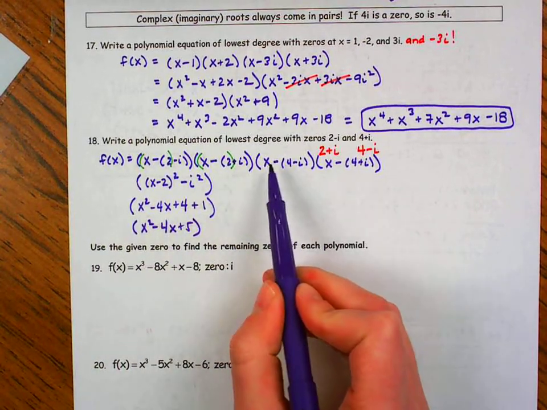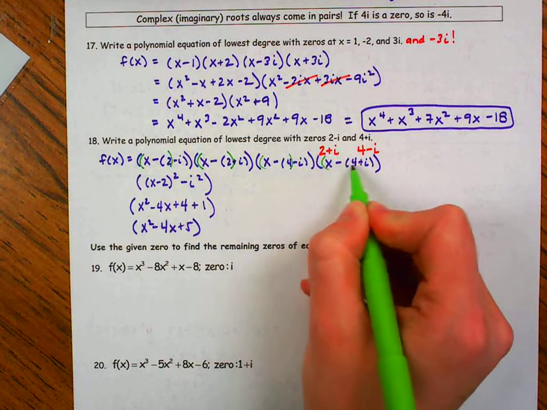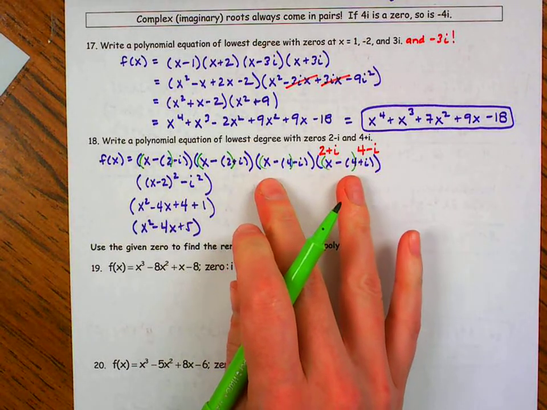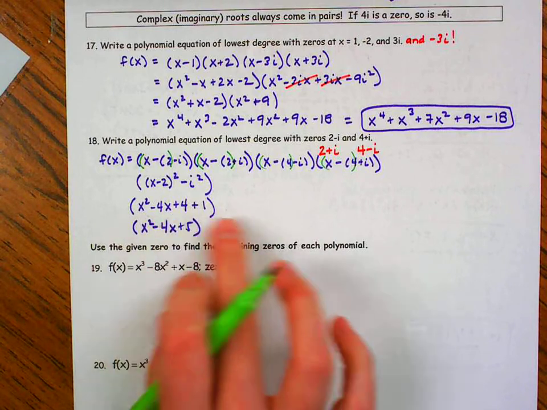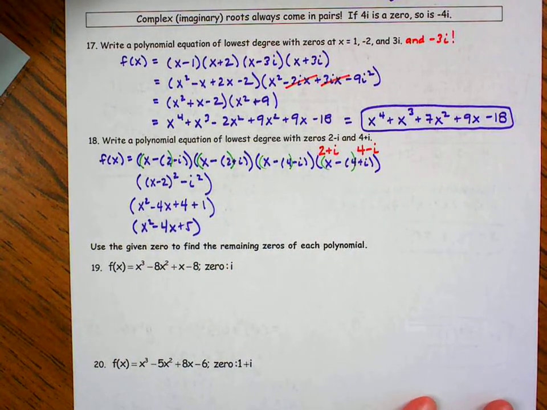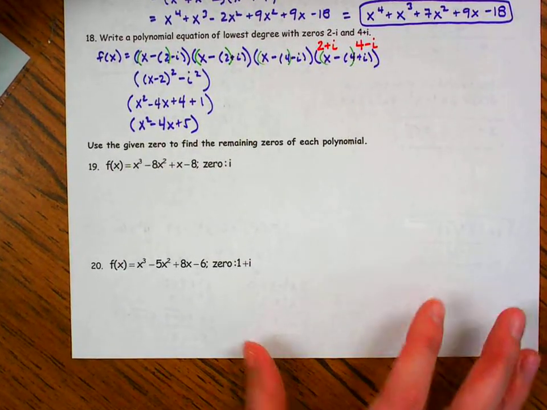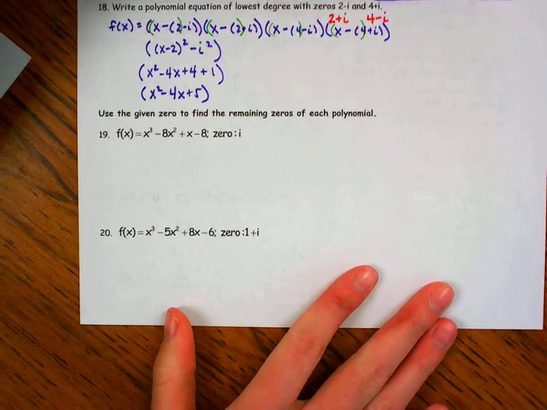See if you guys can do the same process by rewriting this as a difference of squares and getting it to this point. Then you're going to multiply these out, distribute to each other, see what you get for your final answer, okay? And I'll have a key up so you guys can check when you're done, okay? For these last two, we're going to use the one zero we have to find the remaining zeros. I'm going to do number 20, and you guys will do number 19 by yourself, okay?